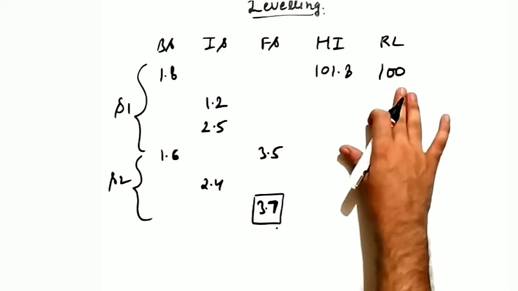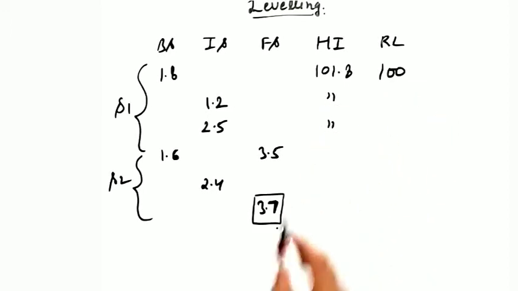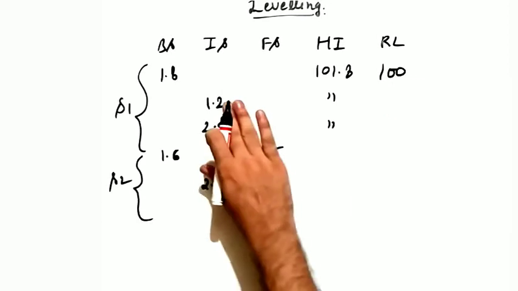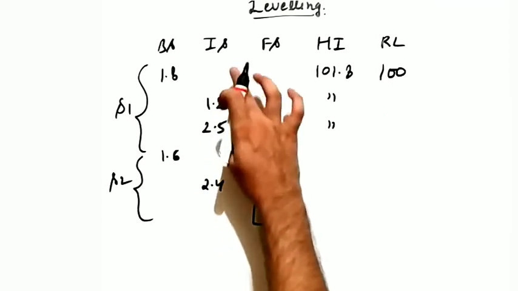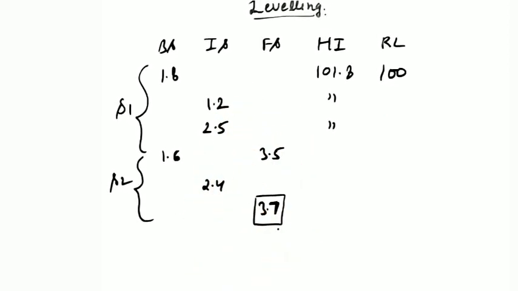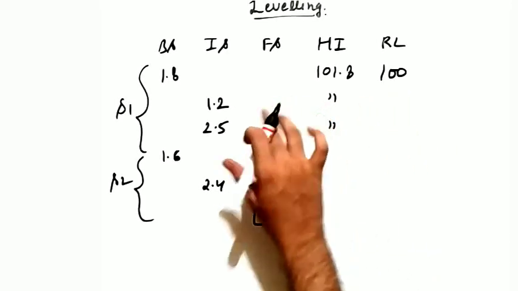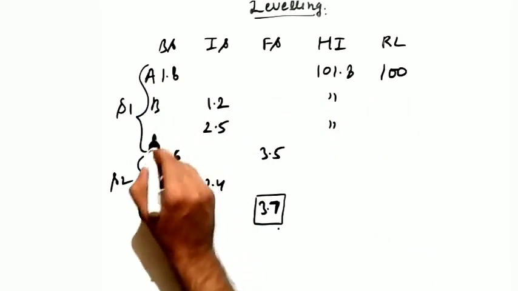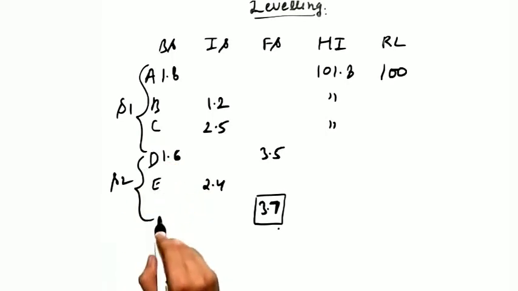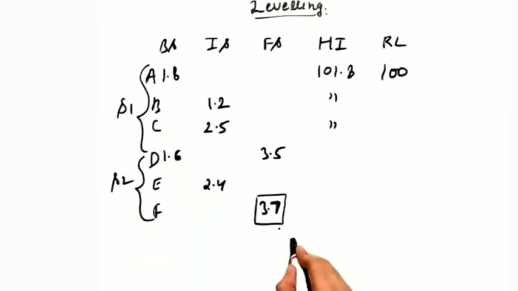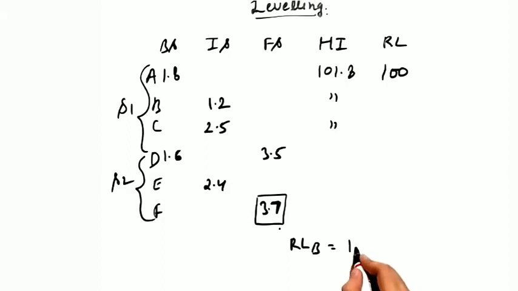So now you will have to calculate the RL. This is the same here and this is the same here. Now you will have to calculate the RL of this particular station. Suppose this is A, B, C, D, E and F. Now you need to calculate the RL of station number B. How will you calculate the RL of station number B? The RL of station number B will be calculated from this height, and you will have to subtract 1.2 from here. You will have to subtract all the readings from this particular height.